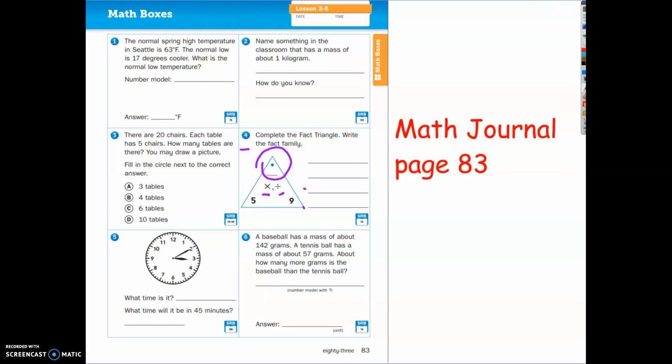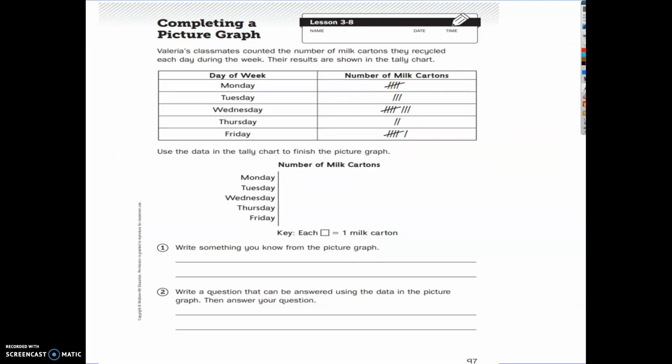When you're finished with that, or sometime this week, here is a picture graph for you to create. It's already done. The tally marks are already finished for you. So the title of it is going to be number of milk cartons. So Valerie's classmates counted the number of milk cartons they recycled each day during the week. Their results are shown in the tally mark. On Monday, they recycled 5. On Tuesday, 3. Wednesday, 8. Thursday, 2. Friday, 6.